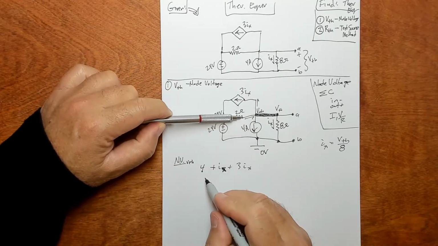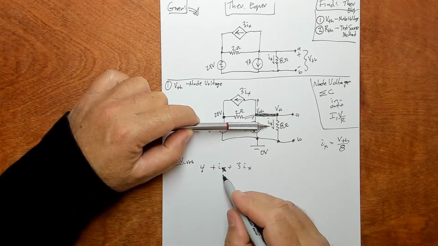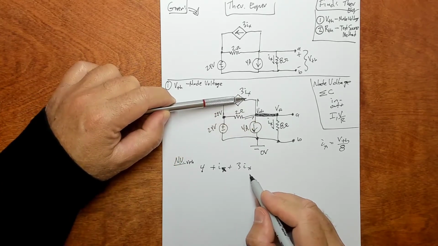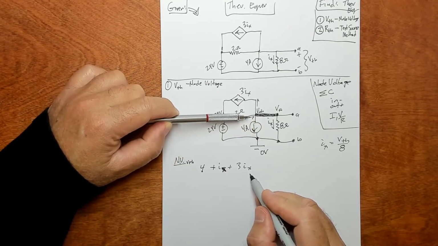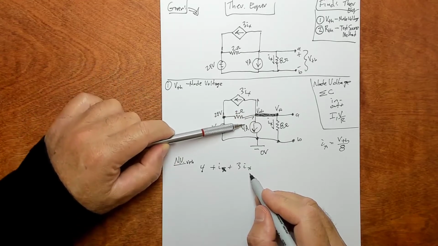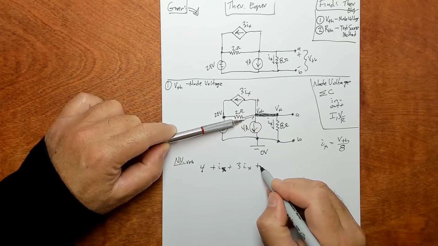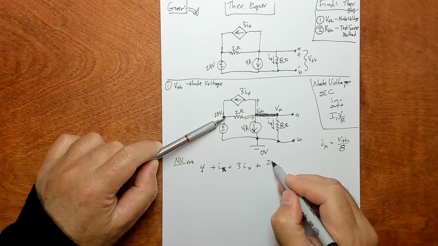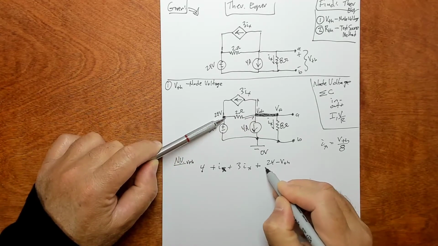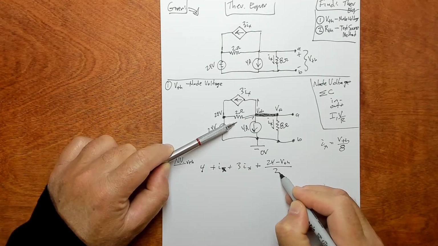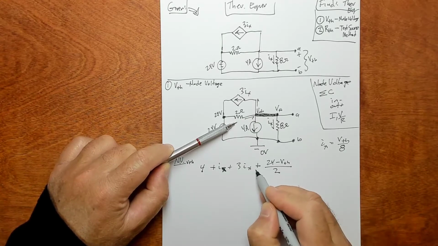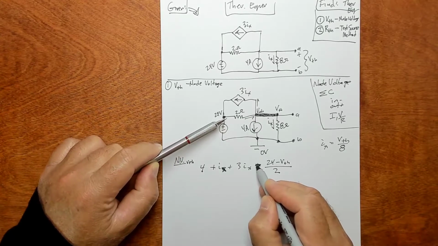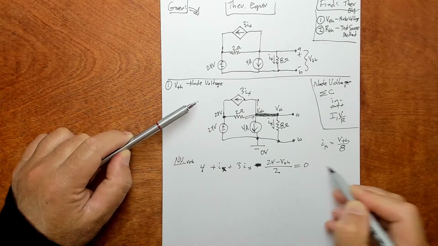I've got 4 amps coming in. I've got IX coming out. I've got 3IX coming out. And that's it, right? No, I've got this guy coming in, which is the potential difference. So it's 24 minus V sub Thevenin, the potential difference over 2 ohms. And that's coming in, so that's negative. All right, that's the equation right there.